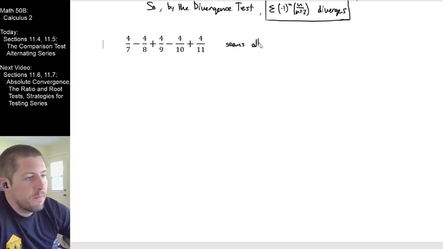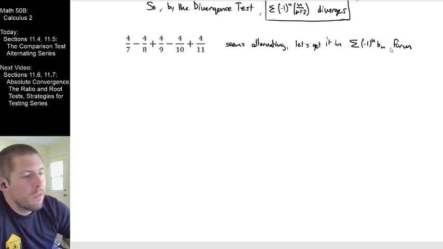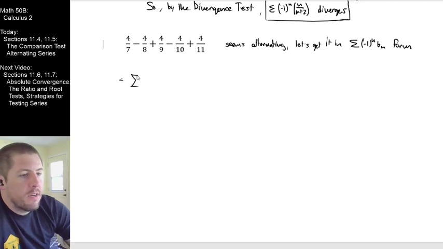Seems alternating. Let's get it in -1 to the n b sub n form. So what do we see? It seems to me like the first term is going to be a positive term right here. So it seems like this should be the series from n equals 1 to infinity. If I do -1 to the n, then by plugging in 1, I'm going to get a negative. But my first term is positive, so I'm going to make that an n plus 1.